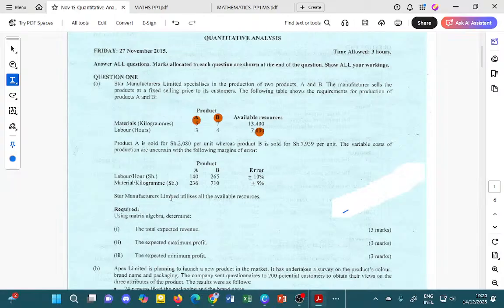Now, Star Manufacturers Limited utilizes all the available resources. That means this is the first assumption that we have already put forth, and we are saying that these manufacturers are engaging resources fully. They are producing optimally. So using matrix algebra, determine the total expected revenue. That's one. Then two, the expected maximum profit. Then three, the expected minimum profit.